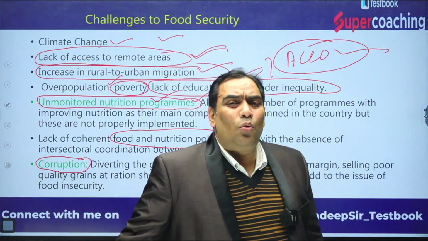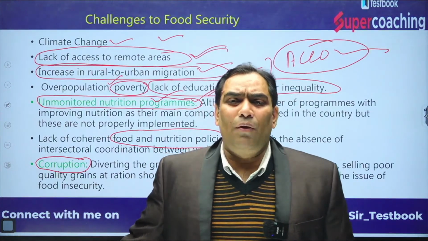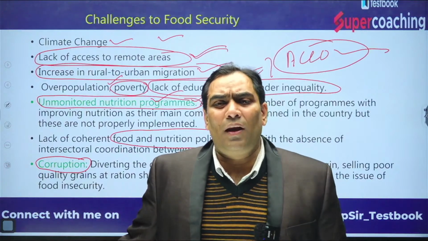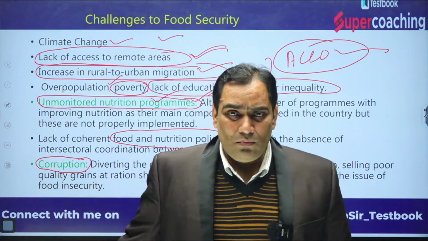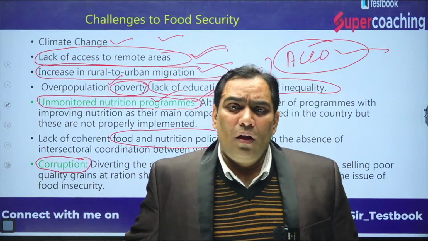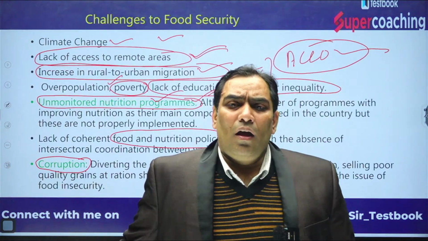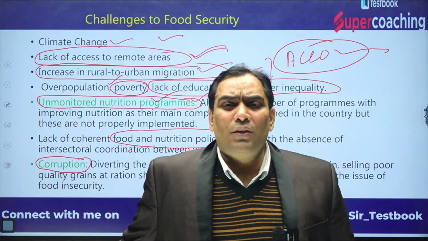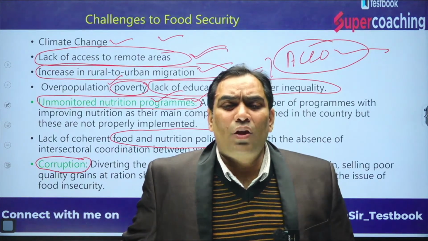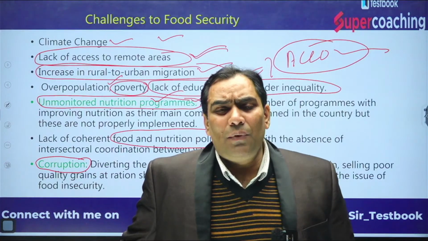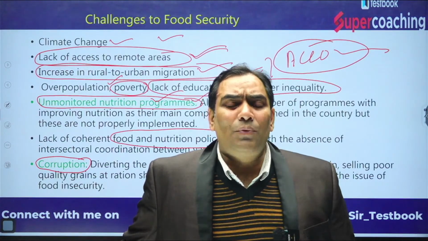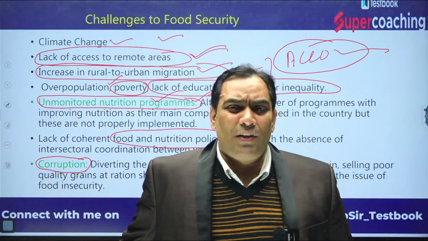There is increased rural-urban migration, and once they have migrated to an urban area, they are not able to give their identity, to prove their identity before the concerned authority. So many times they are removed from the list of beneficiaries.